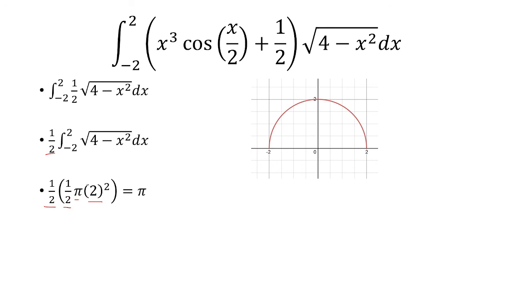And so when you simplify this, you get 2 squared is 4 times 1/2 times 1/2. That's going to be 1. And so the final answer is pi.